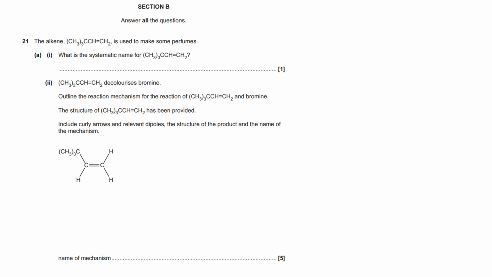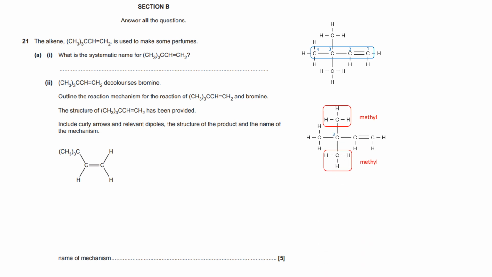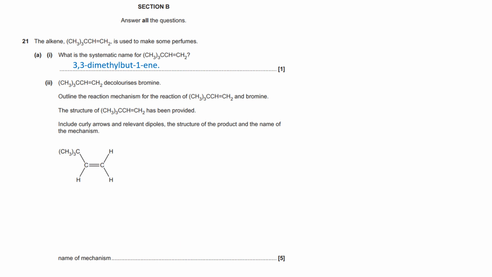We now start with section B. In question 21, we have an alkene. In question A, part 1, we need to say the systematic name of the alkene. The displayed formula of the molecule shows a chain of 4 carbon atoms. This is a but-. Starting numbering from the double bond, to provide the lowest numbers in the name, we get but-1-ene. On carbon number 3 we have 2 methyl groups. We can name the compound as 3,3-dimethylbut-1-ene.